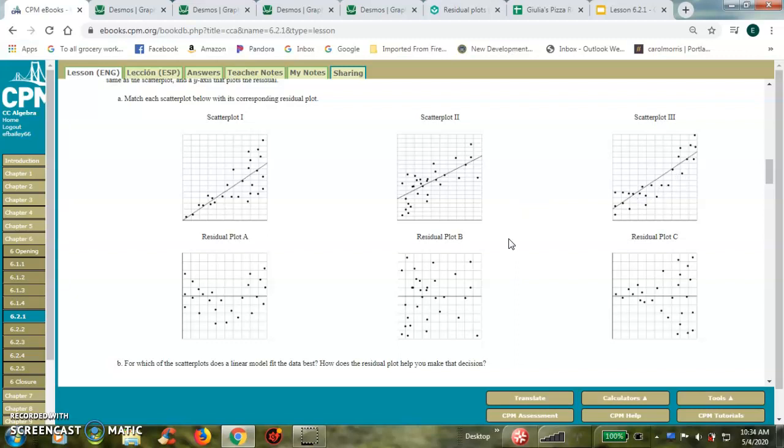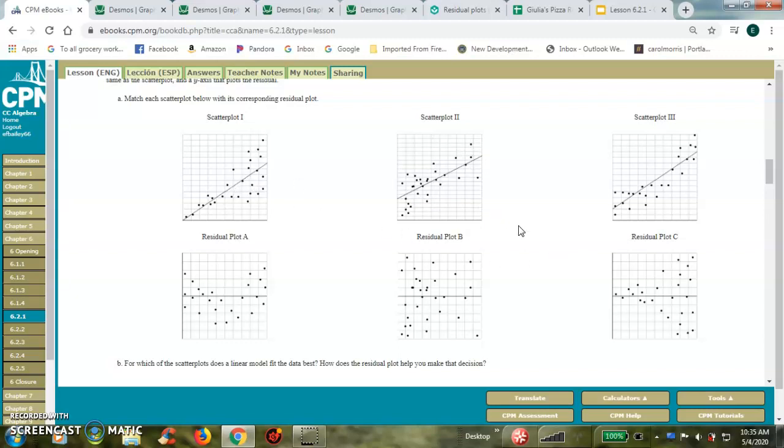If you're looking at B, that one is actually kind of evenly spaced. I would say my guess is, even though it's not close to 0, they're more evenly spaced in terms of the lines. So my guess is it's scatter plot 2 that's the best fit.